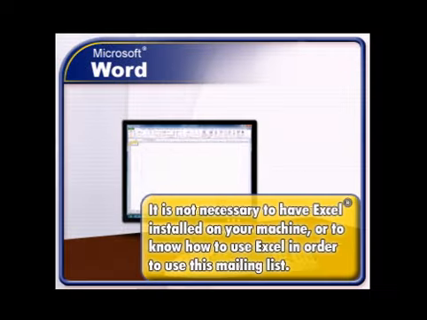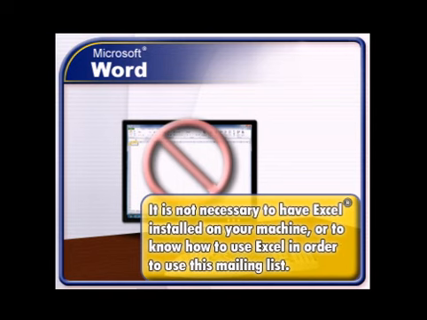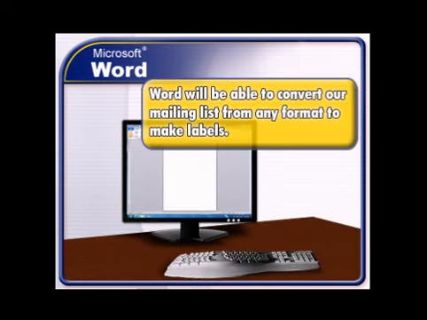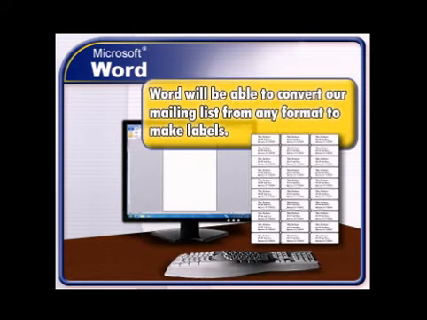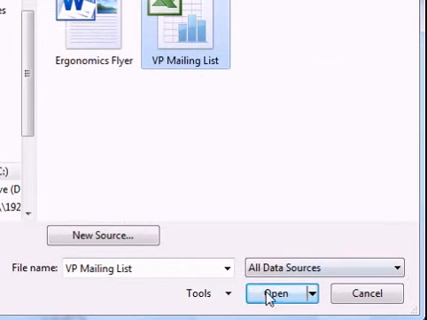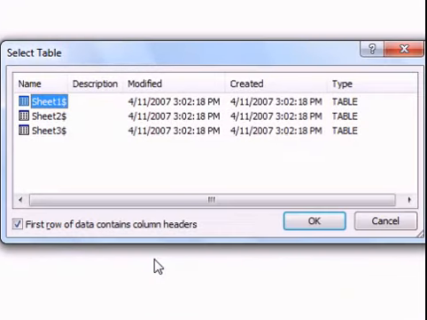It is not necessary to have Excel installed on your machine or to know how to use Excel in order to use this mailing list. Word will be able to convert our mailing list from any format to make labels. Click the Open button. Although Excel has several sheets available, all the addresses are in Sheet 1.